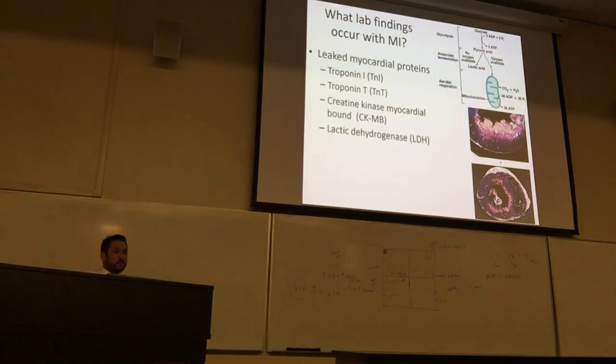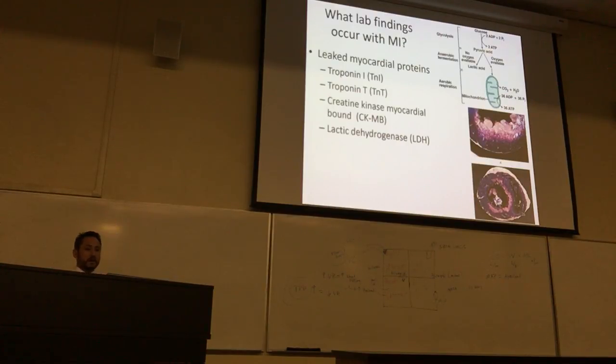So you can measure troponin I and troponin T two to four hours after an infarct in a patient's blood work. It peaks at about 48 hours and it remains high for 7 to 10 days, for a week to a week and a half.